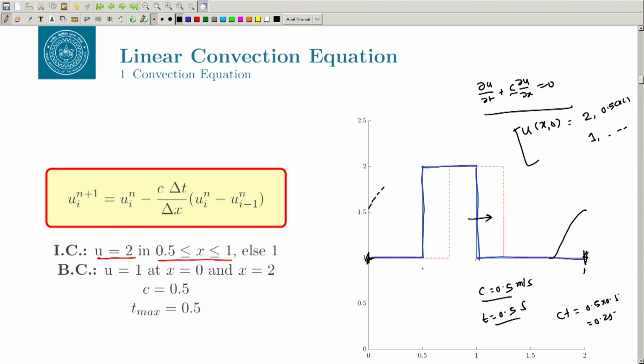So, it will travel 0.25 distance, which is what you are seeing, and your final condition would basically be going from here to here, and you can see that it maintains the shape, there is no change in the shape. So, this is your final time, t equal to 0.5 second, and this is your t equal to 0 second in the beginning. So, there is no diffusion here, which is the reason that it maintains the shape. So, this basically will be overlapping here. So, it maintains the shape.